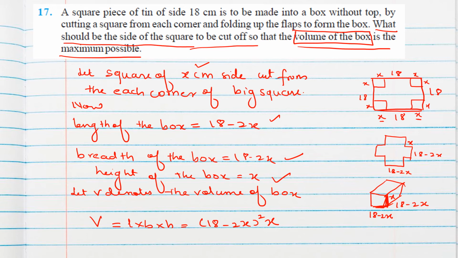So same old steps. First we'll find the derivative with respect to x, then substitute the derivative as 0 to get the critical points, and then a double order derivative to check whether it will attain maxima or minima, then the value of x. So now we will find the derivative of V with respect to x.